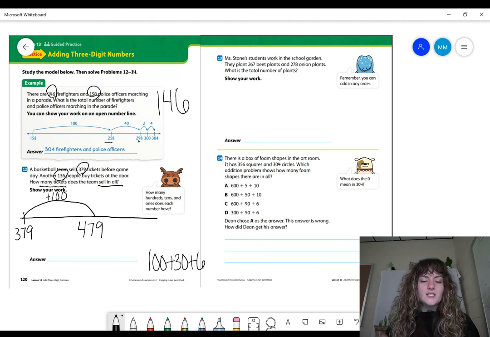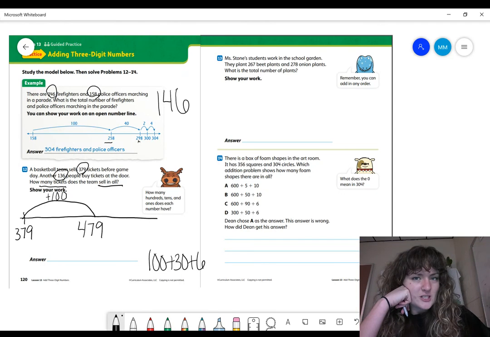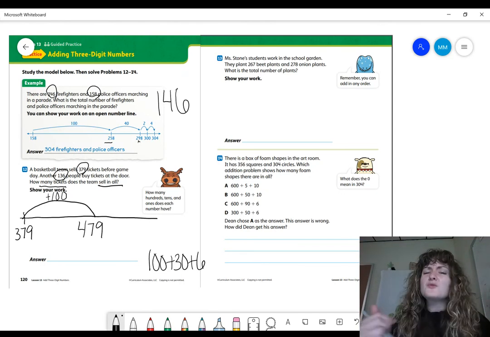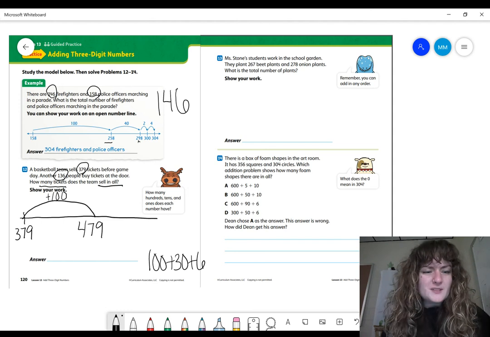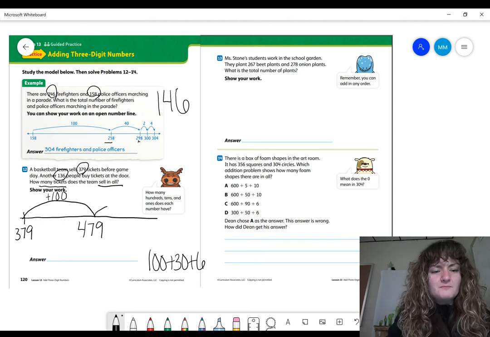All right, so 479. Now we are going to add 30. So we're going to add 3 tens. So what place is going to change? My tens place. Okay, so here's what I kind of want to do. I'm going to add by groups of 10. So 479 plus 10 more. My tens place is changing. So 4 hundreds, 8 tens, and 9 ones.